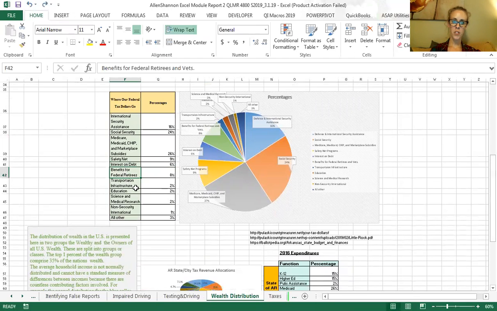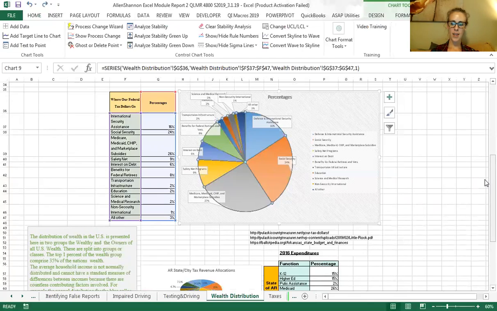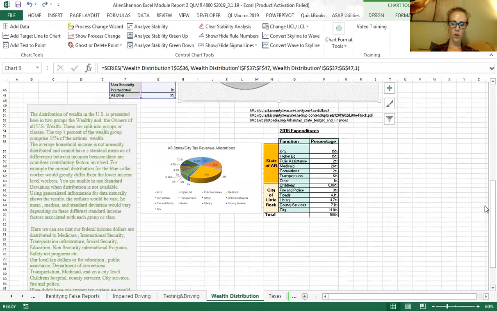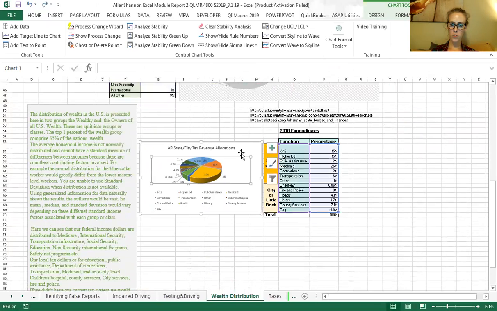Moving on. Benefits for federal retirees, transportation, infrastructure, education, science, and medical research. Non-security internationals, all of these others fit into this last 3%. That's a look at where our federal dollars go. Then down here are local tax dollars for our state and our city. I chose the city of Little Rock because it's our capital city and the population is large enough to have a good amount of data here.